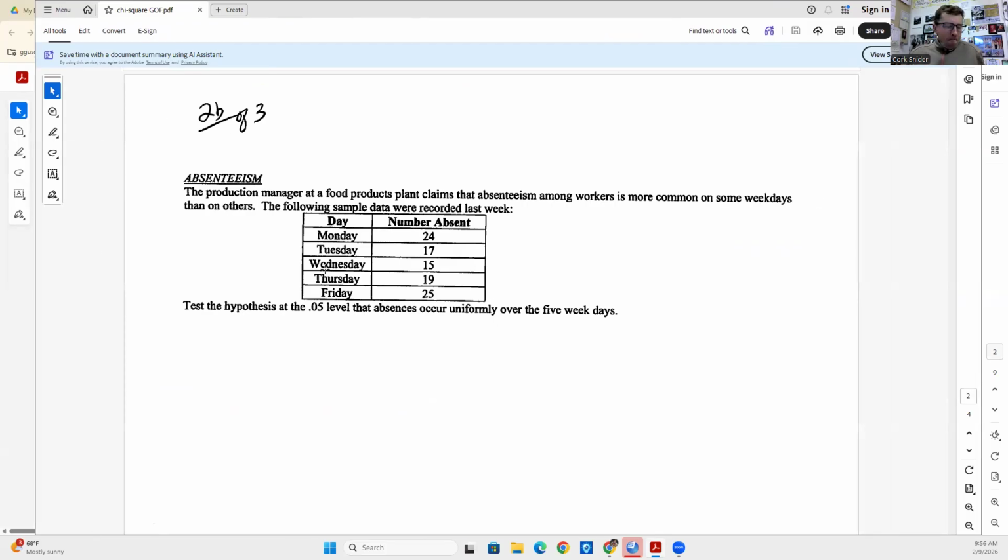Okay, so the next page. This could be a question you get on the test. If you ever notice people are absent more on Monday and Friday, this data shows that. So this data definitely shows that people are absent more on Monday and Friday. All right, let's check it out. At the 0.05 level, is there uniformity or not? So, no problem. Let's go.